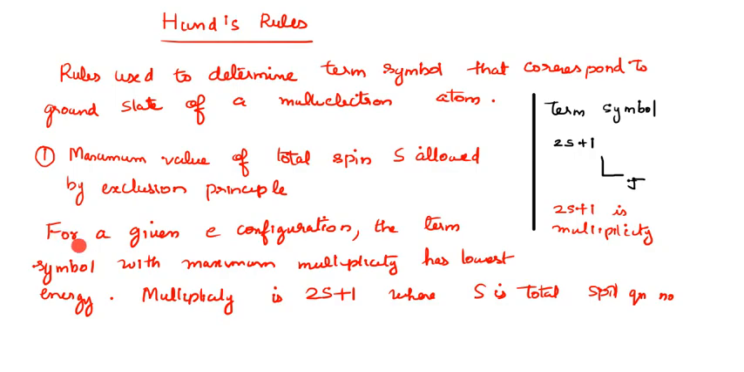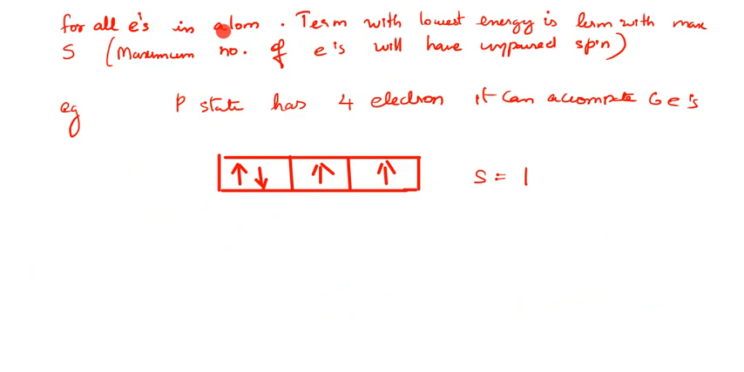It means for a given electronic configuration, the term symbol with maximum multiplicity has the lowest energy. The ground state is determined by the state where this multiplicity is highest. 2S plus 1 is highest means S has the highest value for all electrons in the atom. The term with the lowest energy is the term with maximum multiplicity or S.